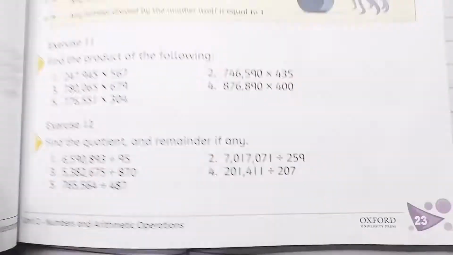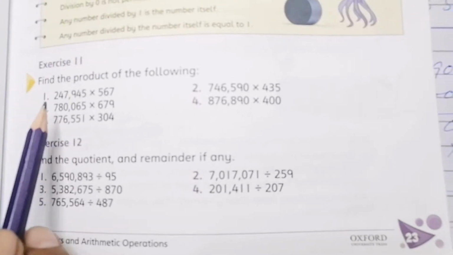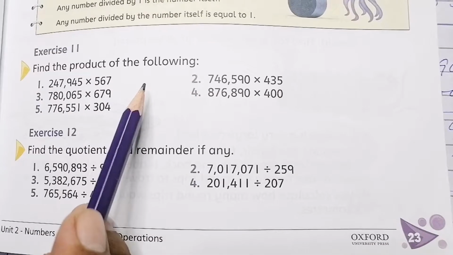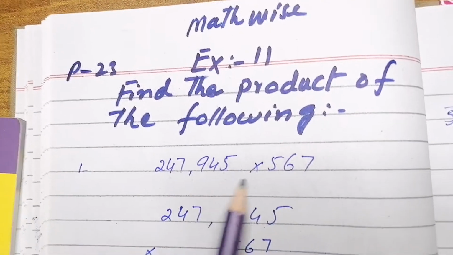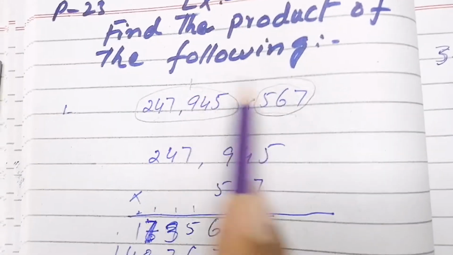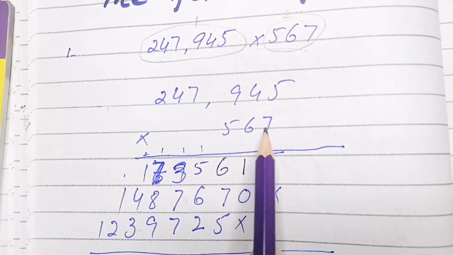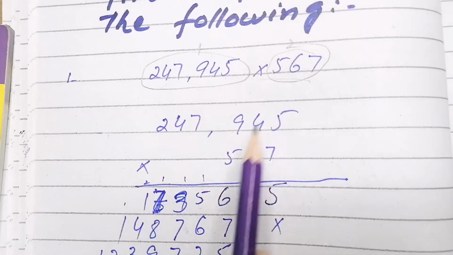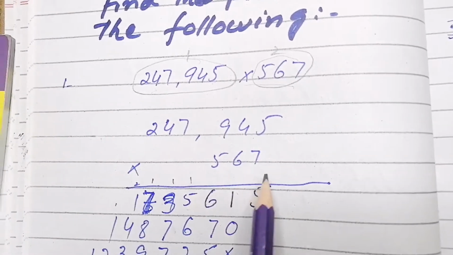So similarly example, so we'll see the exercise given here on page 23, exercise 11, find the product of the following. So question number 1, I have done this for you. So this is the number given, so we have to multiply with the second number. This is first number and this is second number. So we write it in vertical form. This is written in horizontal form, and this is in vertical form.